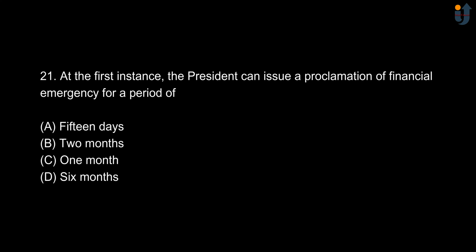Next, at the first instance, the President can issue a proclamation of financial emergency for a period of option A, 15 days, option B, 2 months, option C, 1 month, and option D, 6 months. The correct option is option B, 2 months.